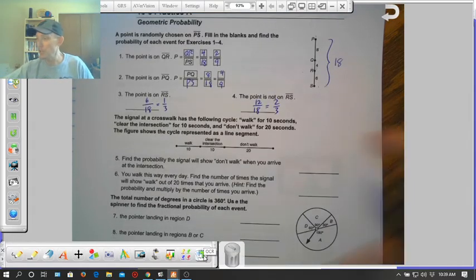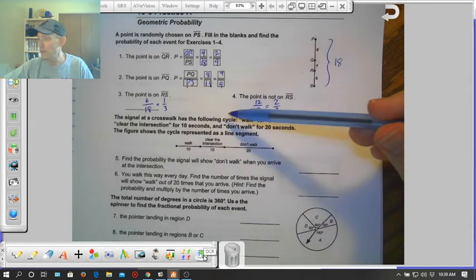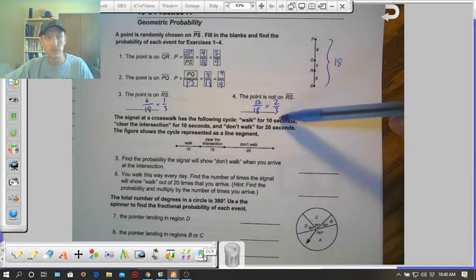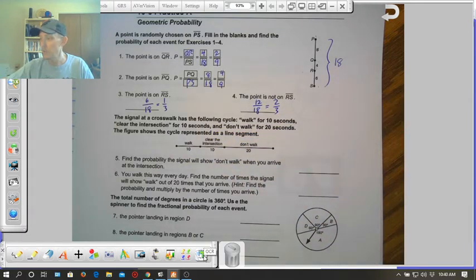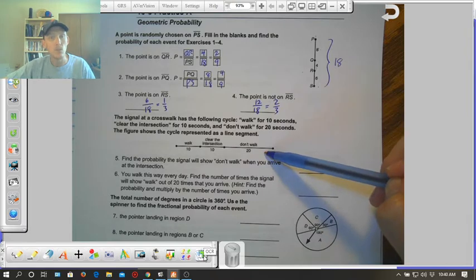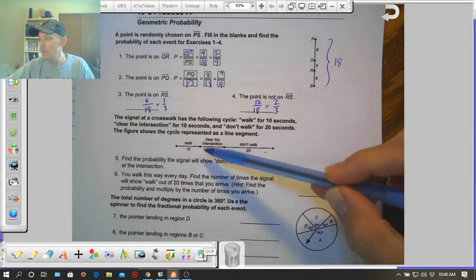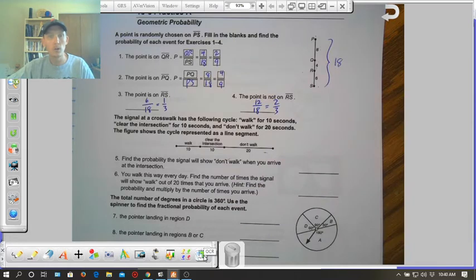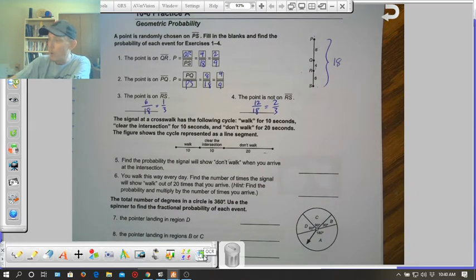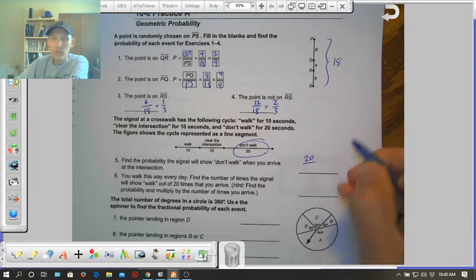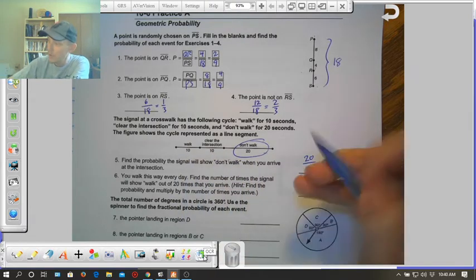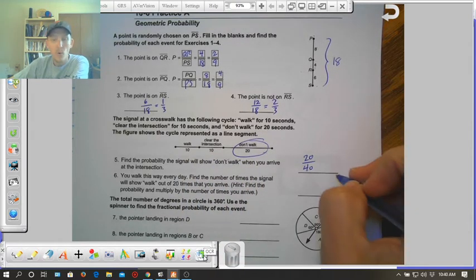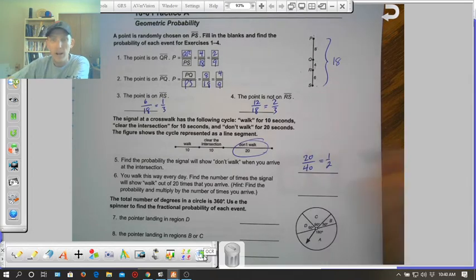So let's take a look at the next section here. The signal at a crosswalk has the following cycle. Walk for 10 seconds, clear the intersection for 10 seconds, and don't walk for 20 seconds. This line segment represents that situation. So find the probability that the signal will show don't walk when you arrive at the intersection. Well, what do I want? I want the don't walk section, so that's 20, out of the total, and there's a total of 40 seconds in the cycle, so I've got 20 out of 40, which is going to be 1/2.